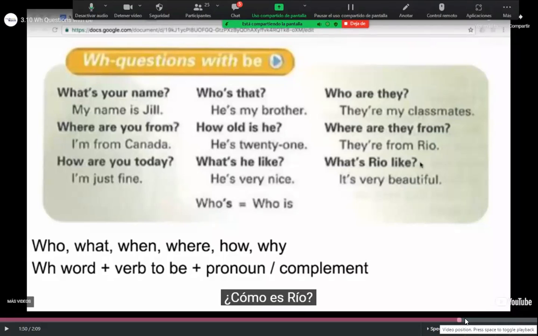How old is she? La pregunta sí. How old is she? She's 21. How old is she? La respuesta, she's 21. She is 21. Vamos a la siguiente pregunta.